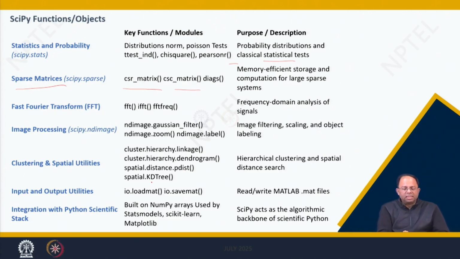And then we can do clustering, like hierarchical clustering, spatial clustering. So, spatial.KDTree, and this is a dendrogram, this is a hierarchical clustering. Then input and output utilities, those are there. So, more or less it is based on NumPy, and it is used by statsmodels, sklearn. So, these are the higher end libraries which are also going to utilize functions from these basic libraries as well. So, this is one of the major libraries that are used in different day-to-day machine learning activities.